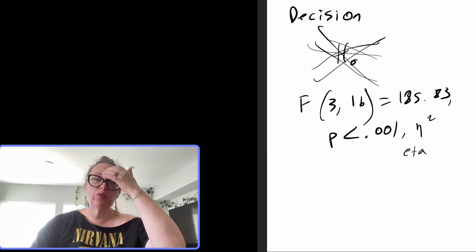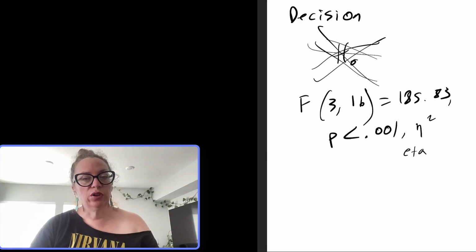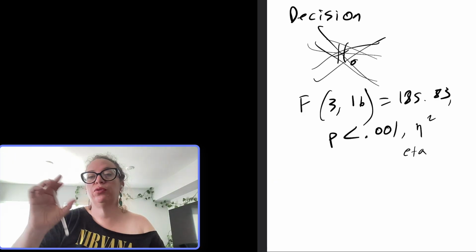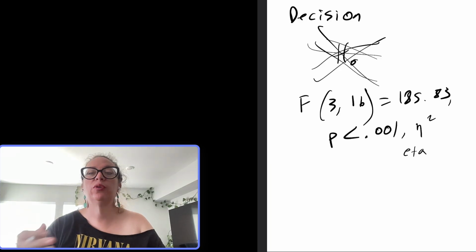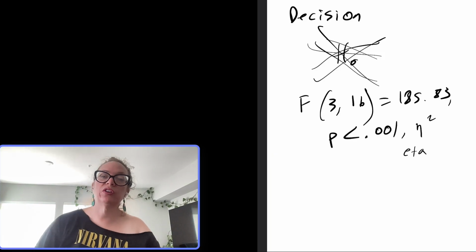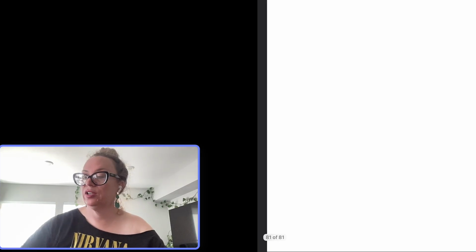Okay, so the way we would say this in APA format would be something like, one-way ANOVA revealed a significant effect of diplomatic policy error on Mediterranean marine insurance rates. F316 equals 185.83 with a p less than 0.001 and an eta squared of 0.972. So policy error accounted for 97.2% of the total variance in insurance rates. Okay, so now let's talk about eta squared.